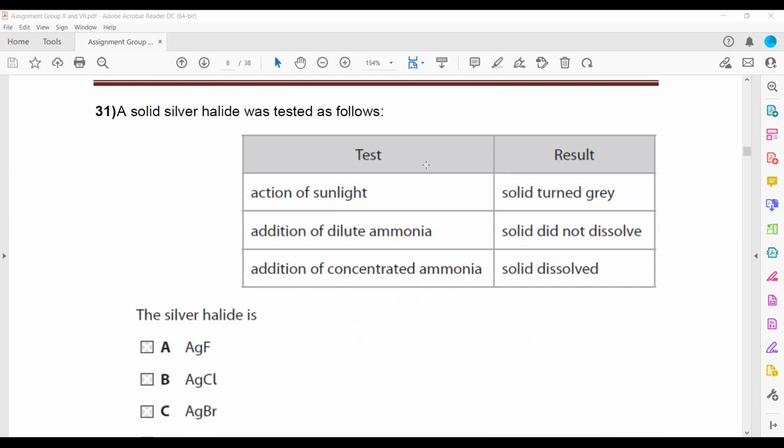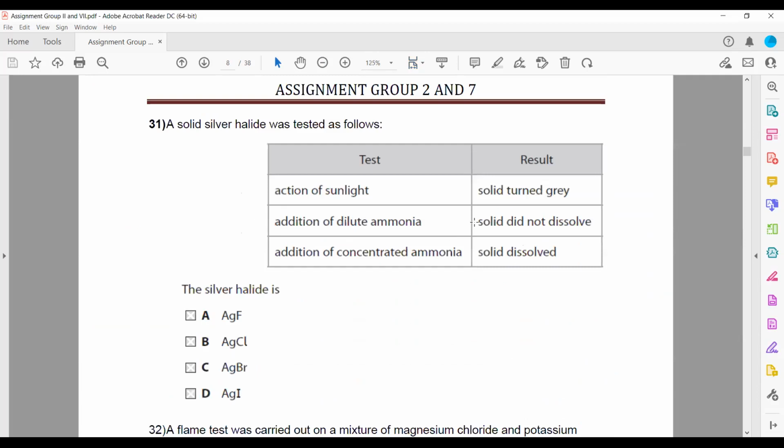Question 31. A solid silver halide is tested. On the action of sunlight, the solid turned gray. Why did this solid turn gray? Because what happens is a photochemical reaction. The silver ion turns into a silver atom when any of these halides are exposed to sunlight. So the photochemical reaction will occur for any silver halide, fluoride, bromide, or iodide, and it will form silver atoms and chlorine gas. This silver atom will make it gray, the color will be gray.